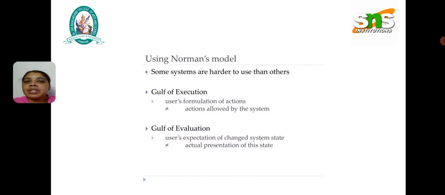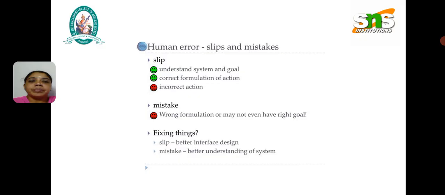By using Norman's model, we can define execution and evaluation as the gulf of execution and the gulf of evaluation. Human error can also be made during the process. Slips and mistakes have to be fixed. A slip means understanding the system and goal, correct formulation of the action, but an incorrect action is taken. A mistake means wrong formulation, or may not even have the right goal. Fixing things: for slips, a better interface is needed; for mistakes, a better understanding of the system. We have to avoid that.